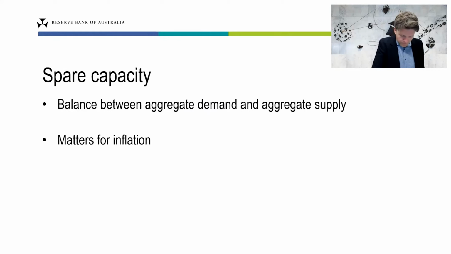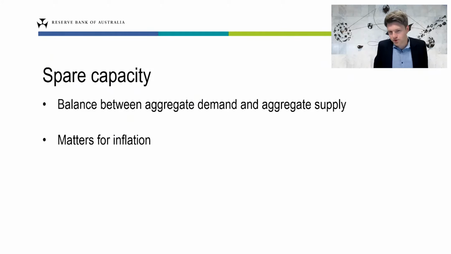So the starting point is really this notion of spare capacity. And this is a concept that central banks like the RBA think a lot about and talk a lot about. So, for example, if you look at our recent statement on monetary policy, you'll see that we mention spare capacity 45 times.